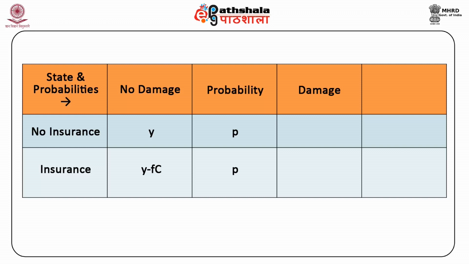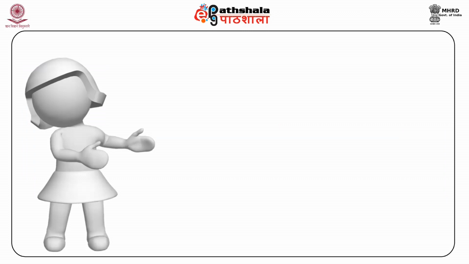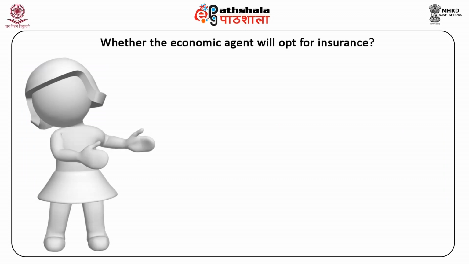By taking insurance, the agent has reduced the amount of variability in the outcomes. However, the expected outcome too is lower at y minus fc minus 1 minus p into d minus c as against y minus d into 1 minus p. This again raises the question whether the economic agent will opt for insurance. He will compare the certainty equivalent of income without insurance with the certainty equivalent of income with insurance to come to a decision. The certainty equivalent income is one whose utility is equal to the expected value of the utility of the incomes of the risky prospect.